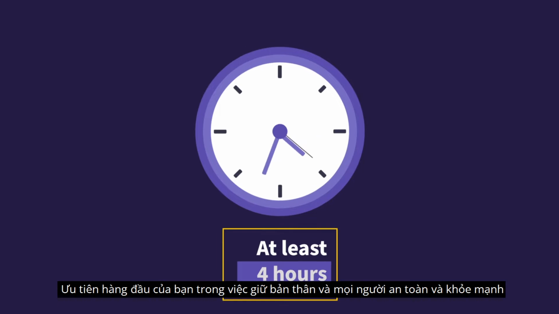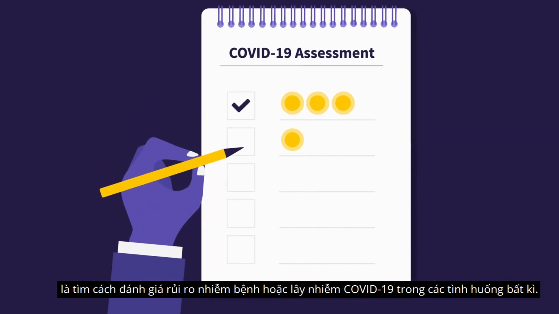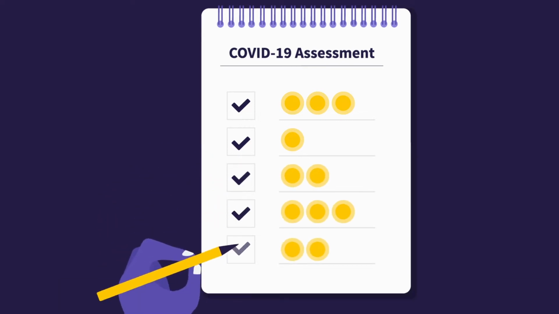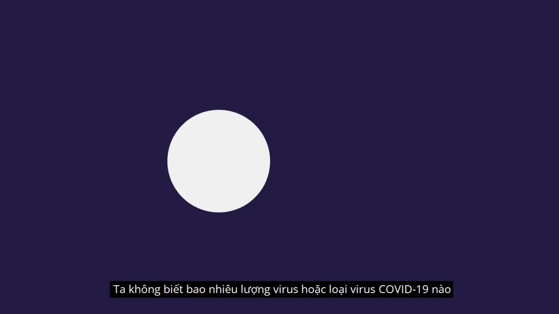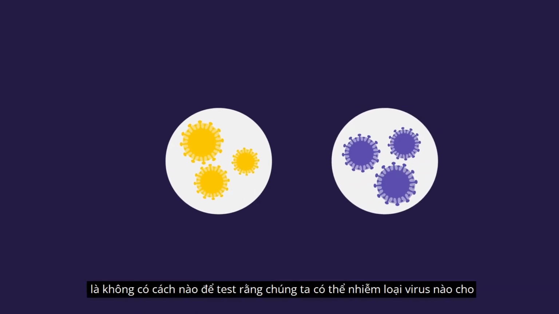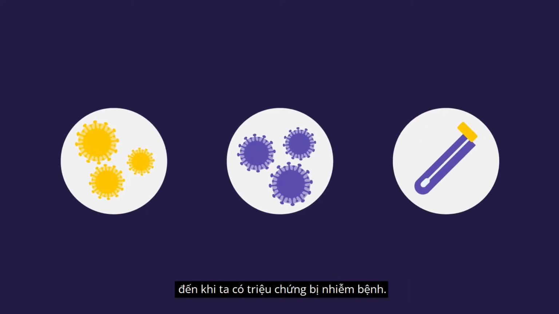Figuring out how to assess the risk of getting infected with or spreading COVID-19 in any situation is your number one tool in keeping yourself and others healthy and safe. We don't know how much or what kind of strain of COVID-19 will make us sick, or worse, and there is no way to test what strain we were infected with until we are already sick.